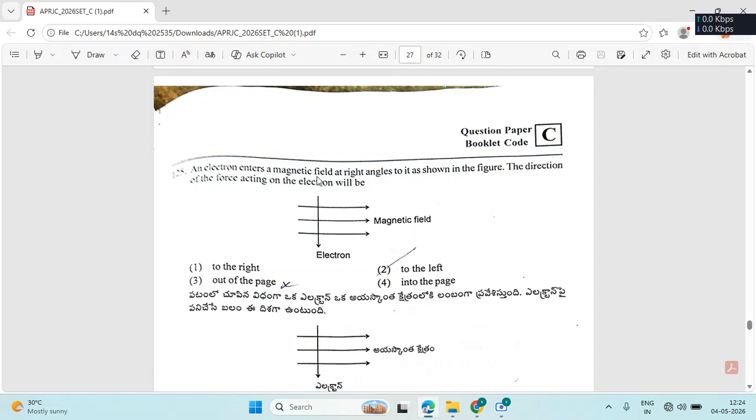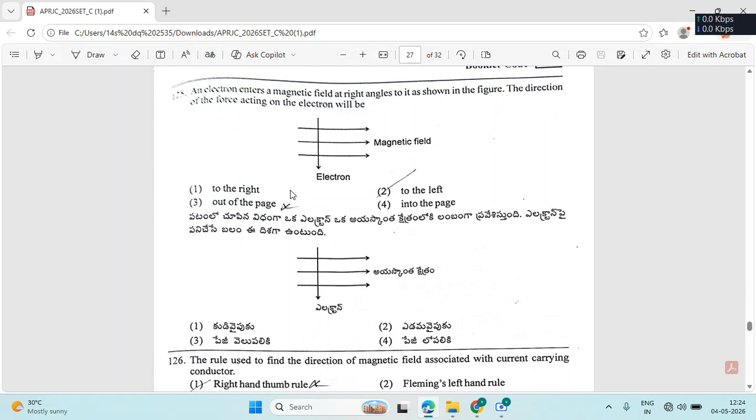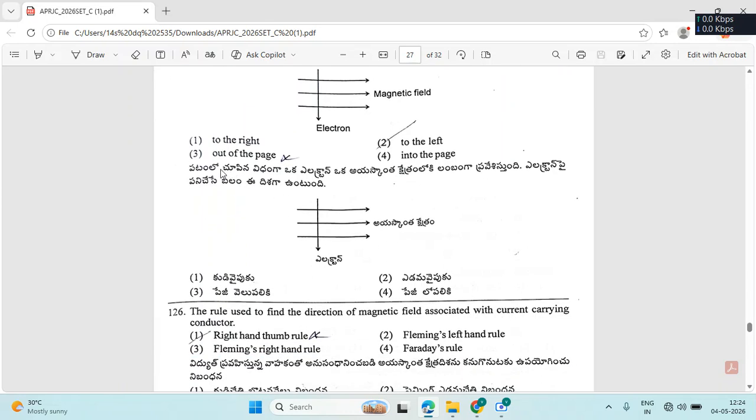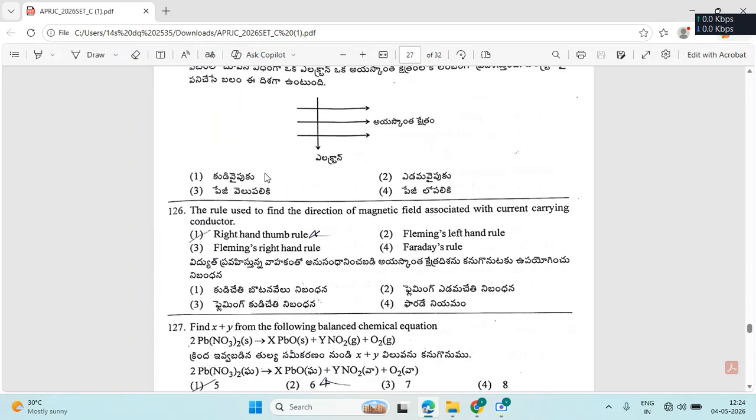An electron enters a magnetic field at right angles to it as shown in the figure. The direction of the force acting on the electron will be to the right, to the left, out of the page, into the page. The correct option is third, and the answer is out of the page.